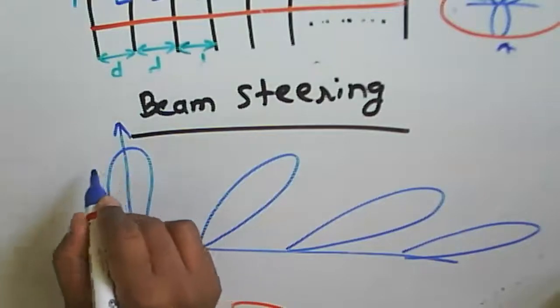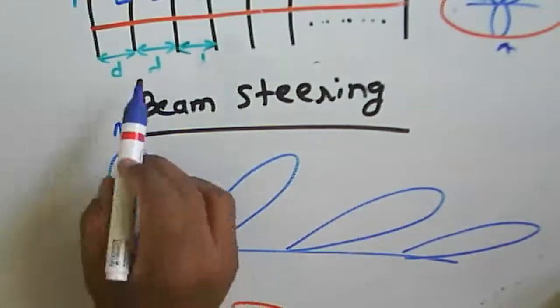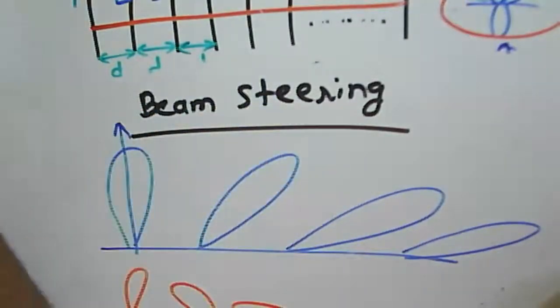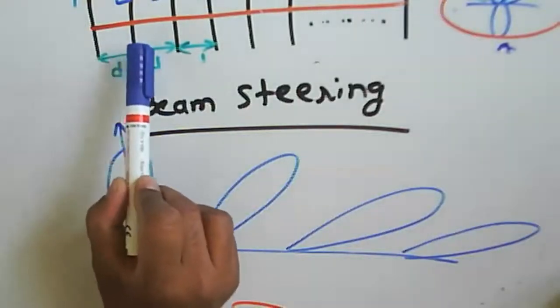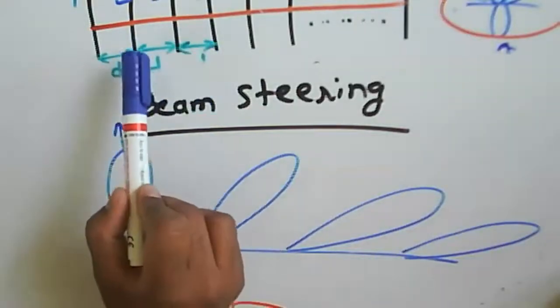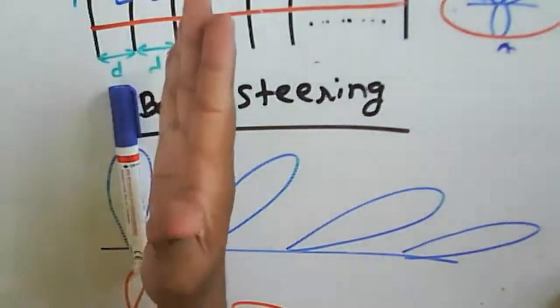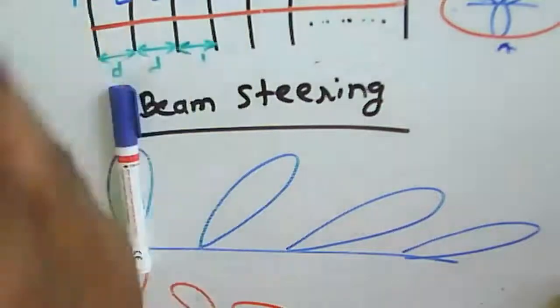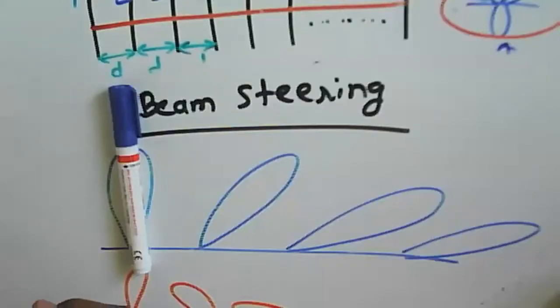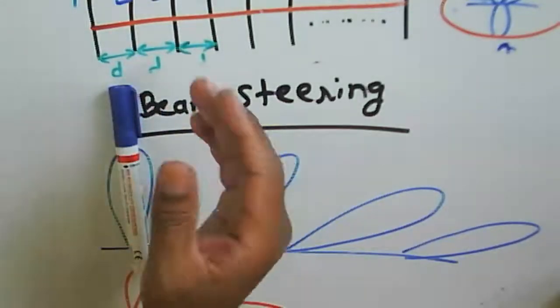If we are applying the same phase to all the elements, then the relative phase difference between the elements will be 0. So then theta will be 0. So this one is about a radiation pattern. The radiation pattern will be the broadside of an antenna. So what is necessary here? Theta is 0 here.